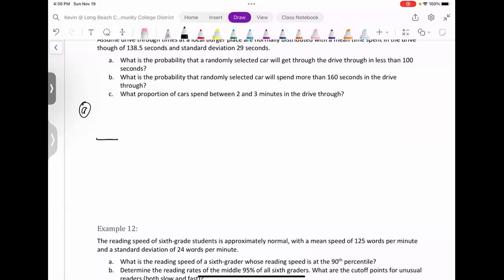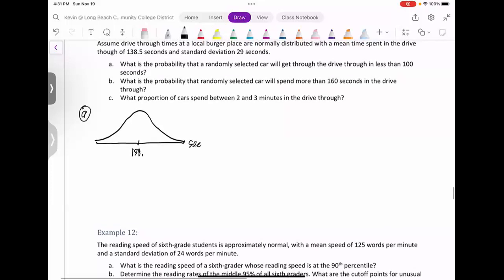Let's draw a picture. So these are in seconds. Right in the middle is the 138.5. And we want to know the probability that a car will get through in less than 100 seconds. Well, 100 is to the left of the 138.5, and less than is shaded like this. So this is 100 down here.